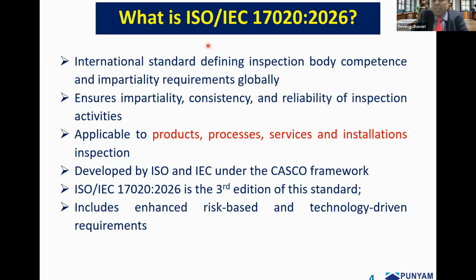What is this ISO IEC 17020 2026 version? This is an international standard defining inspection body competence and impartiality. Two important things: competence and impartiality of the inspection body. And to ensure that impartiality, consistency, and reliability of whatever inspection activity you are doing related to product, various processes, or even the standard, you can now apply for services or any installation inspection.